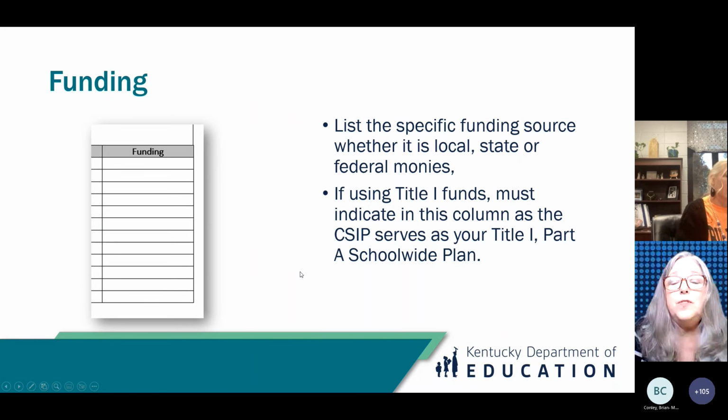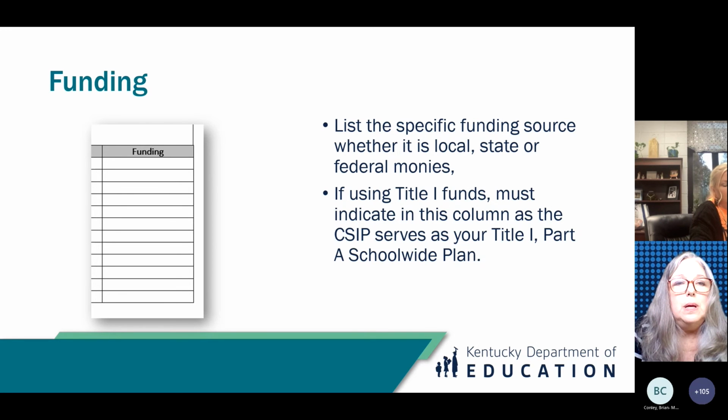And then funding. On the very last column of your CDIP or CSIP, there's a place for funding. So we just ask that you list the specific funding source, whether it's local, state, or federal monies. If you're using Title I funds, and again, this is serving as your Title I Part A school-wide plan, you must indicate in this column if you're using Title I funds.